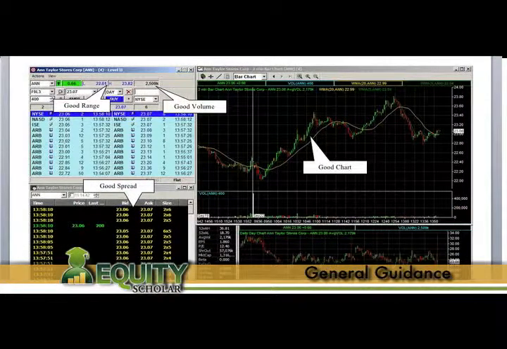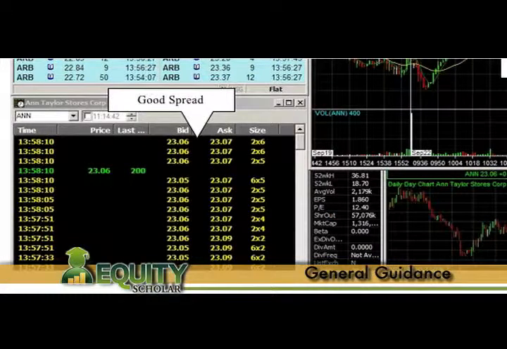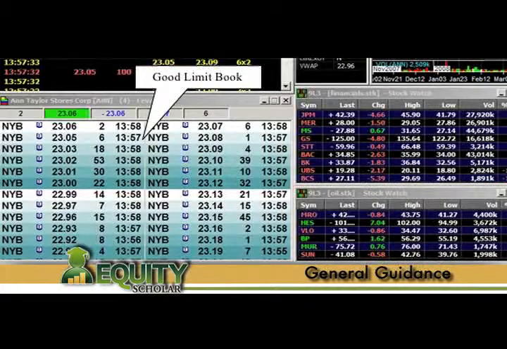And finally, we see a stock that possesses all the characteristics we prefer. This stock has a range greater than 75 cents on the day, volume greater than 750,000 shares on the day, but less than 10 million shares. The stock price is greater than $10, but also less than $100. The spread is within 5 cents, and the limit orders are not too small and not too big.